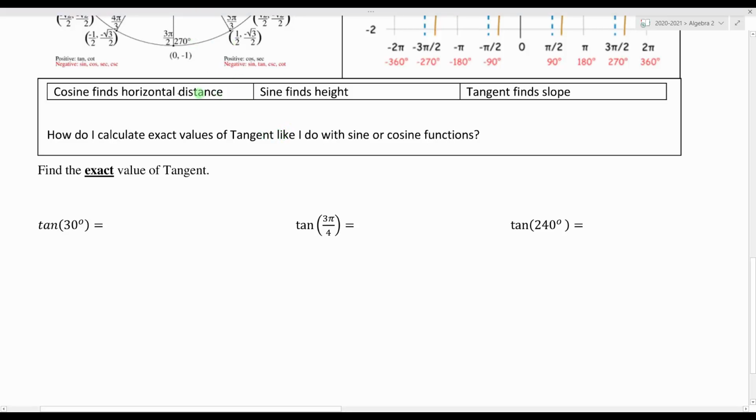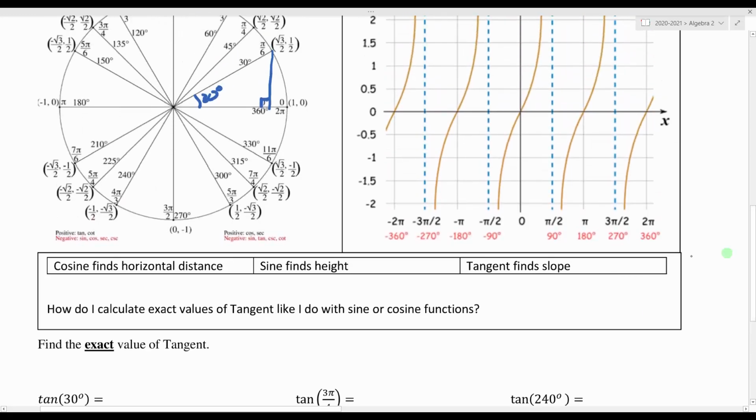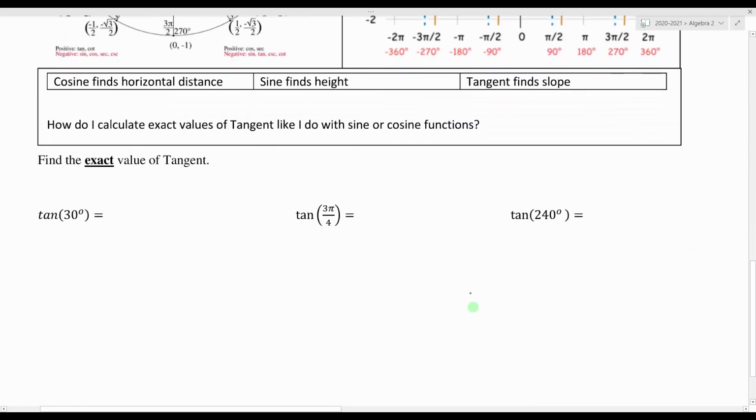All right, so let's recall, right? Cosine finds the horizontal distance, sine finds the height, and tangent finds what we would call the slope, right? And it kind of makes sense because tangent is finding slope, because we have a rise and we have a run, and it's rise over run, right? Opposite over adjacent, y over x, right? All those things. So these are the three major things that each function finds. They each have their use. So you can kind of see why we would want to find tangent. If we wanted to know the slope of a line, we could use tangent to do that. Right? So when we talk about tangent of 30 degrees, right, we have to kind of visualize this triangle that's on the unit circle. So here's my triangle.